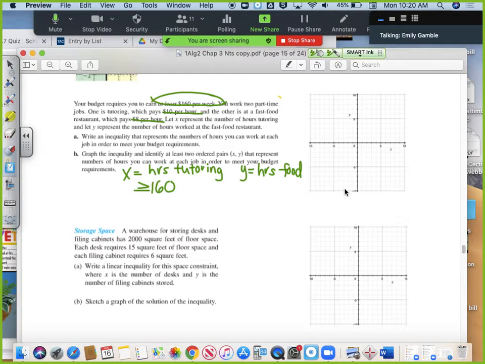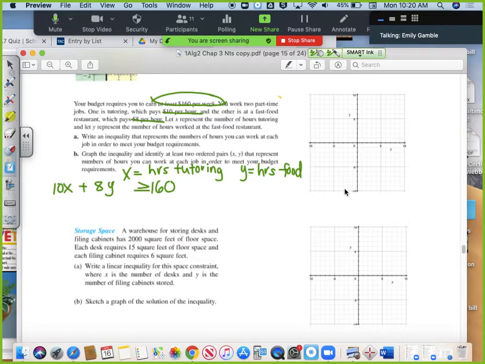And then on the left-hand side of this inequality, I need to put together all of the information I have. I know that I get paid $10 per hour to tutor. If X represents the number of hours that I tutor, and I get paid $10 per hour, I can use 10 and multiply that by X to represent how much money I get by tutoring. And if I add that to the amount of money I make while working at the restaurant, I know that I make $8 per hour at the restaurant, and Y represents the number of hours I'm at the restaurant, so I can multiply 8 times Y to represent how much money I would make at the restaurant.